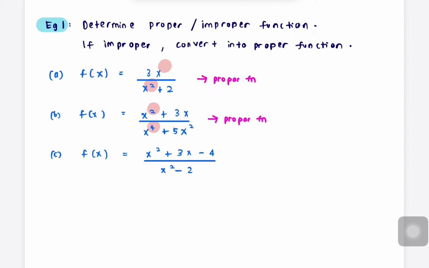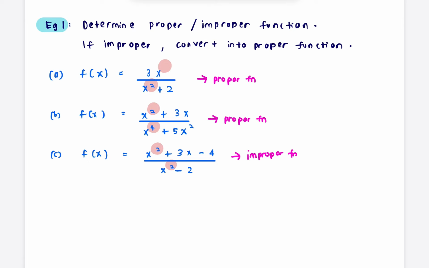The third one, x squared plus 3x minus 4. This is the highest degree for numerator, over x squared minus 2. So you have the same power for numerator and denominator. So this one is considered as what? Improper function. Okay, make sure improper, you know, the power of numerator is equal or more than your denominator.